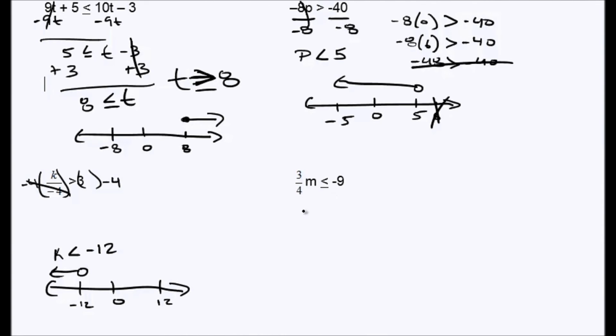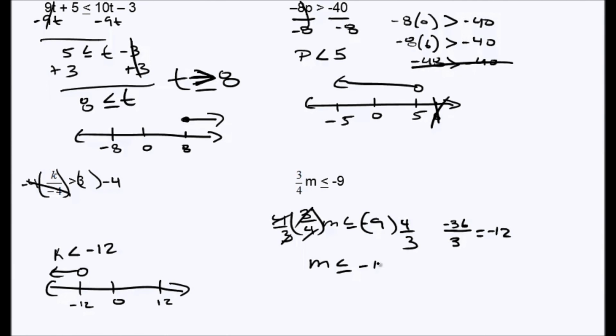Okay, last one. 3/4 m is less than or equal to negative 9. In order to eliminate the fraction, you could multiply both sides by its reciprocal, which is 4/3. Now this cancels diagonally to just 1m, or m. m is less than or equal to. I could either reduce diagonally, or I could multiply times the top and divide by the bottom. Negative 9 times 4 is a negative 36. A negative 36 divided by 3 is a negative 12.